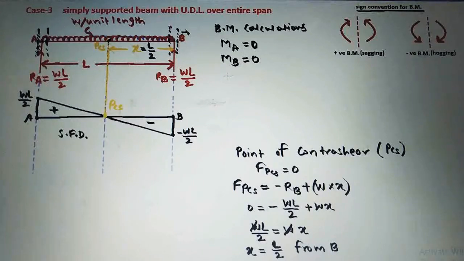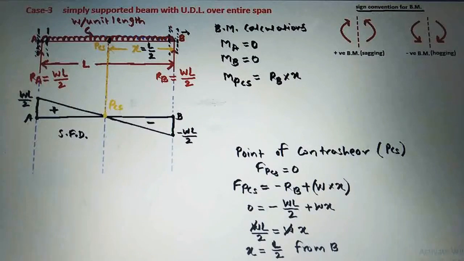Next we have to calculate the bending moment at the point of contra shear. So see here, this is the point of contra shear. On the right side, first we will take the moment of this RB, and the moment of RB should be equal to RB into the perpendicular distance from the point of contra shear, which will be X. So RB into X.